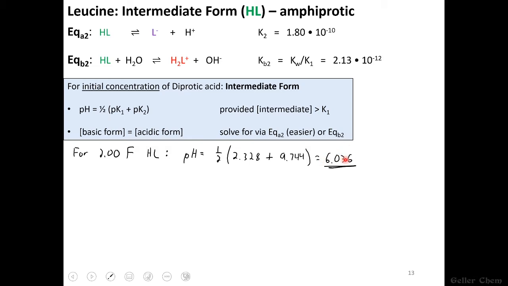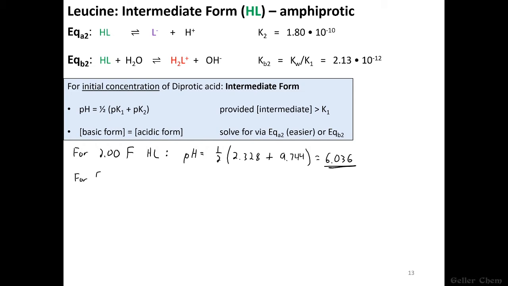And so with that information, we can learn what concentration of H plus we have. We can also figure out how much hydroxide we have. But what if we wanted to know about L- and H2L+? Well, as I said before, as long as we find one, we find the other. And the easier one to solve for is the basic form from EQA2. And the reason it's easier is because we're typically given the Ka values up front, whereas we have to solve for the Kb values. So let's do it.